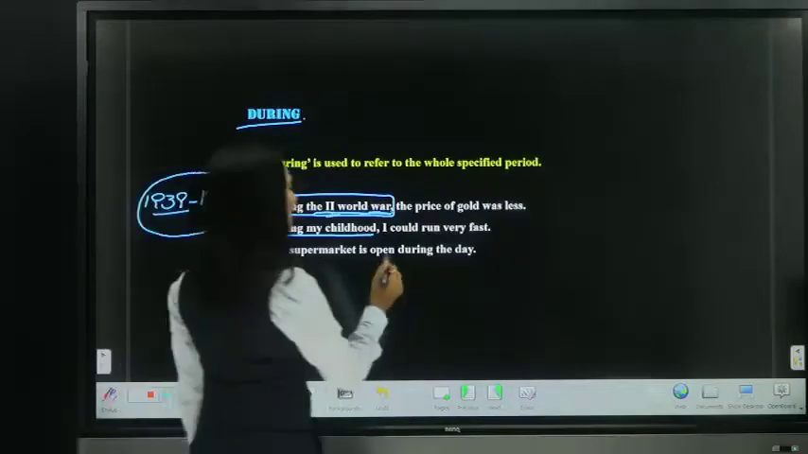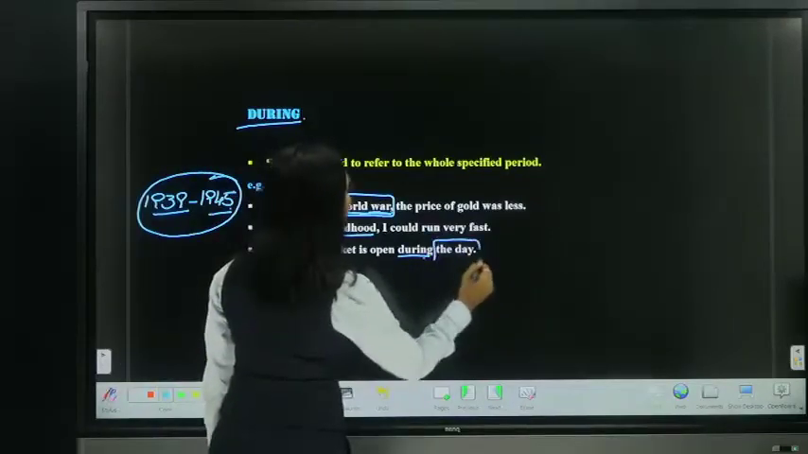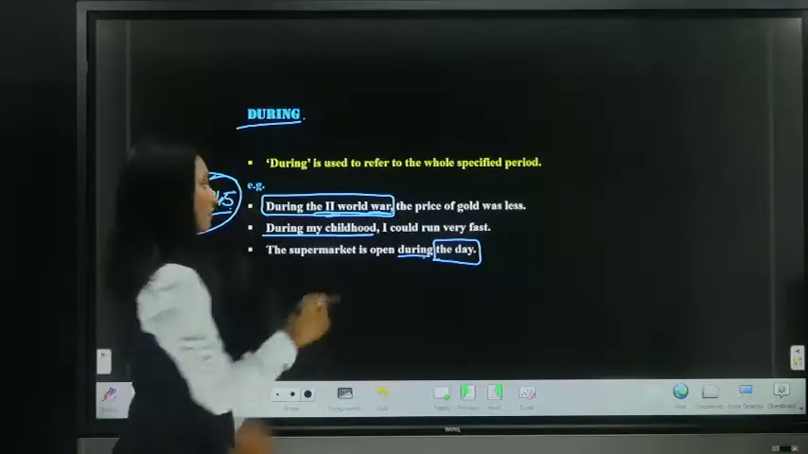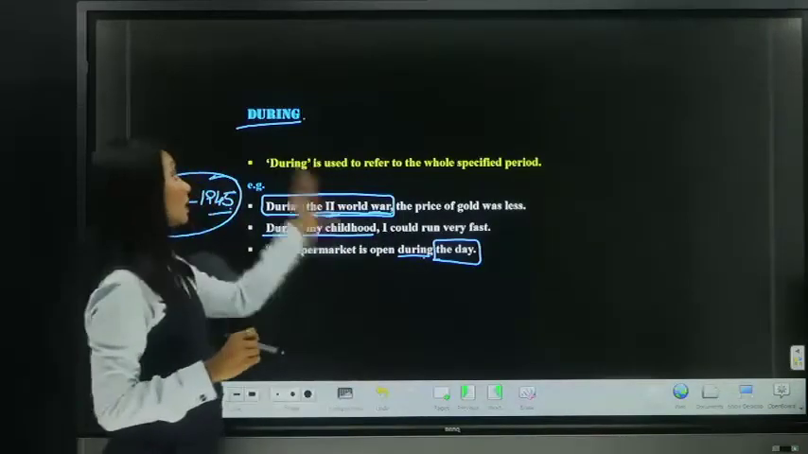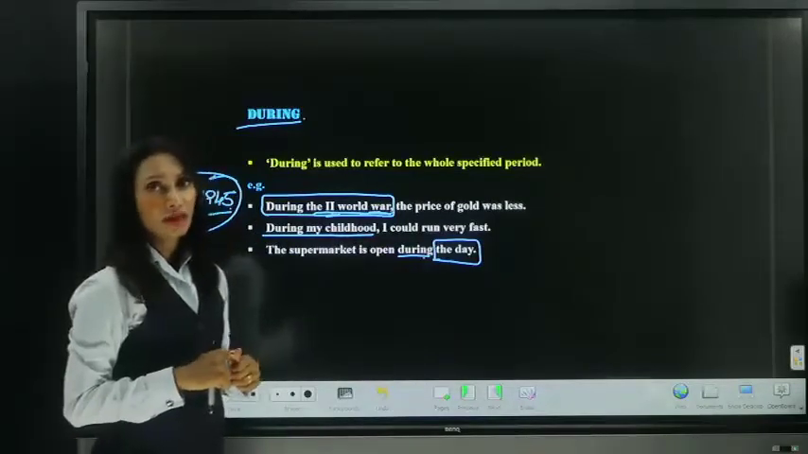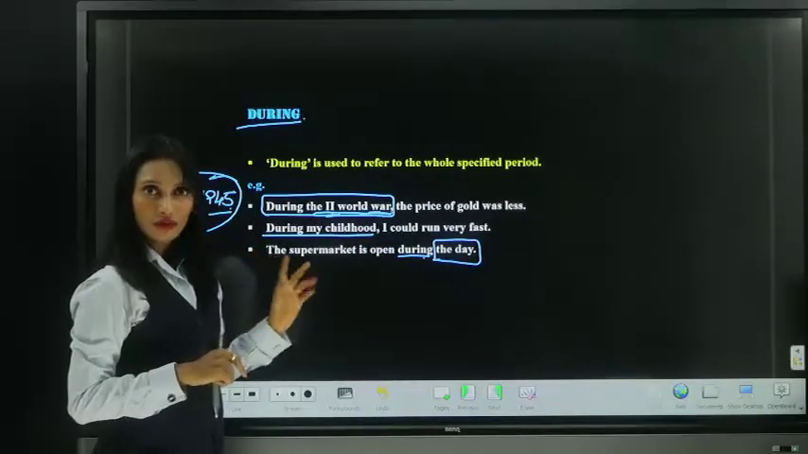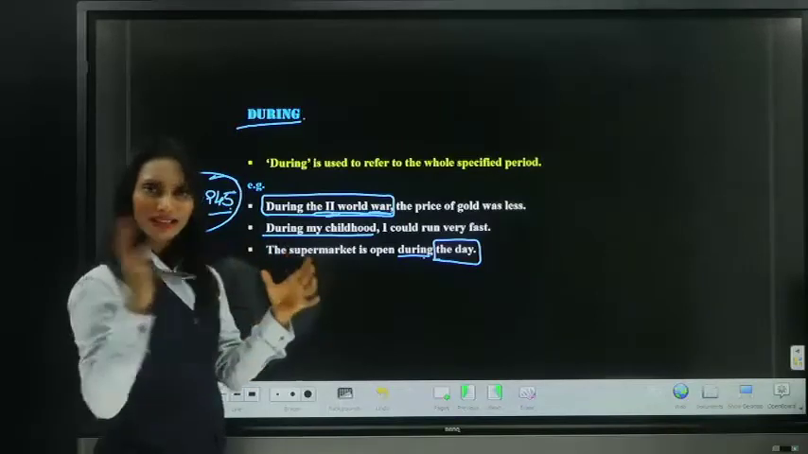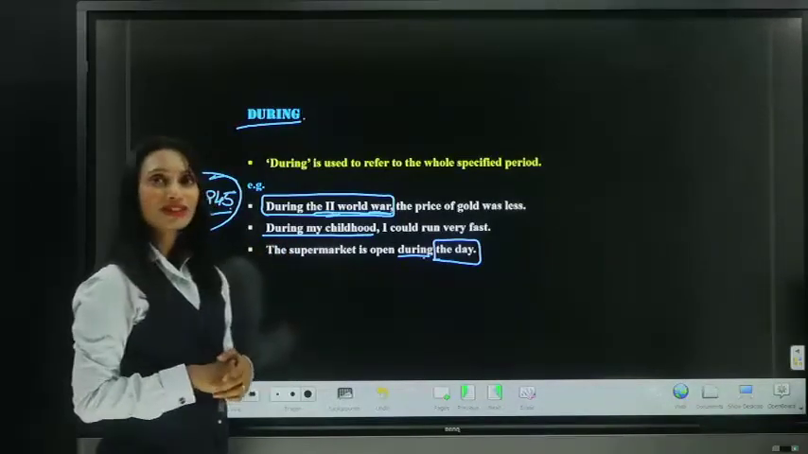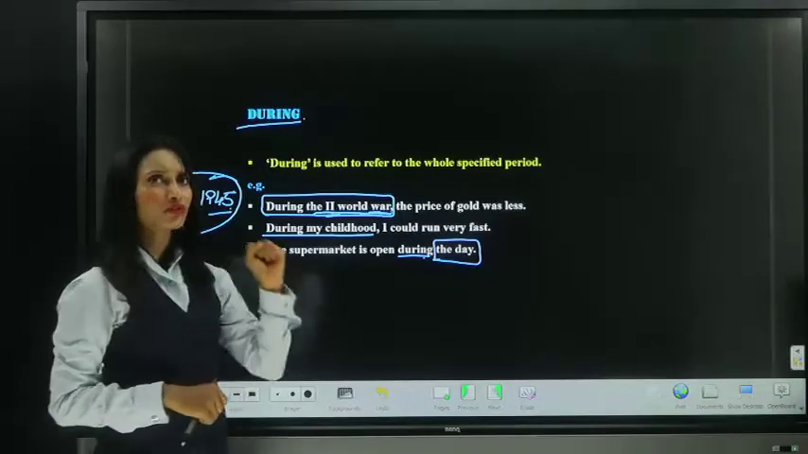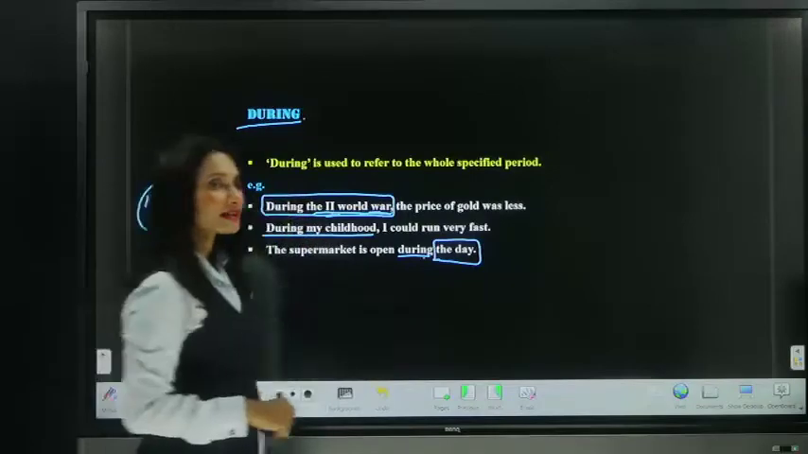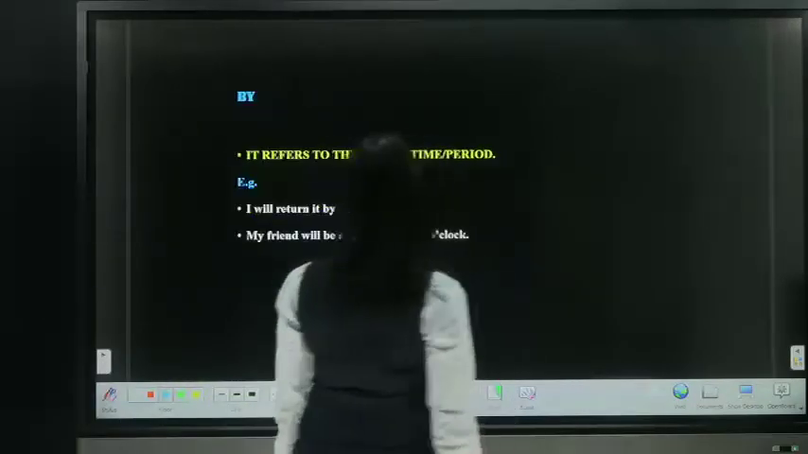The supermarket is open during the day. That means the daytime, entire daytime. So do remember, during indicates the whole specified period of time, not just 1 day or one period or not just at the beginning or in the middle. So do remember this one. So that's about during. So we have discussed this so far, at, in, on, during. Now let's see the next preposition, by.